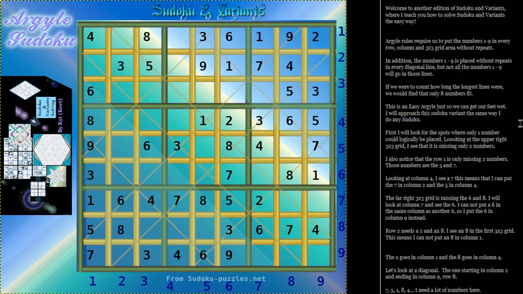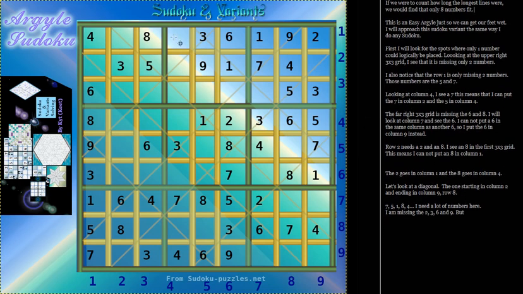This is an easy Argyle just so we can get our feet wet. I will approach this Sudoku variant the same way I do any Sudoku. First, I'll look for the spots where only one number could logically be placed. Looking at the upper right 3 by 3 grid, I see that it is missing only 2 numbers. I also notice that row 1 is only missing 2 numbers. Those numbers are the 5 and 7.